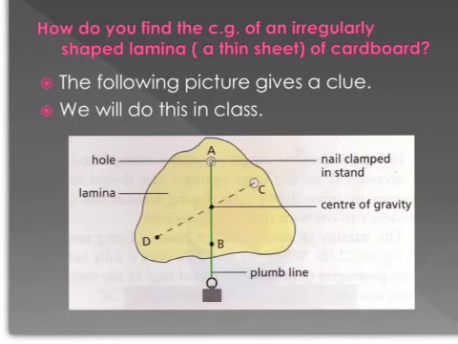How do you find the center of gravity of an irregularly shaped lamina or thin sheet of cardboard? And this picture gives you a clue. We will do this in class as an experiment, but for now what is worth noting is you freely suspend this cardboard from different points, like this one here and then that one there. And for each point of suspension you use a plumb line to draw a vertical line. And so where the vertical lines meet, that's where the center of gravity is, because every vertical line will go through the center of gravity.